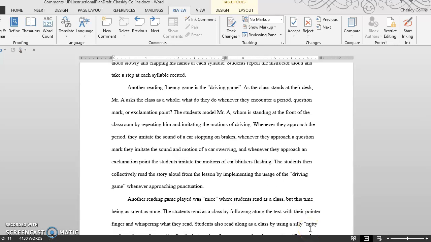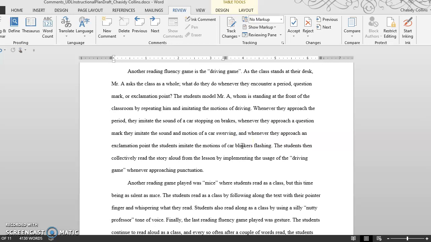I went over the driving game, which was another reading fluency game. So basically, when the students approached the period, they would read as a class. Approach the period, that means they would stop with brakes. Whenever they would approach a sentence that asks a question, they would imitate the motion of a car swerving. And whenever they approached an exclamation point, the students would imitate the motions of car blinkers flashing. So they would raise their hands and blink their fingers back and forth.